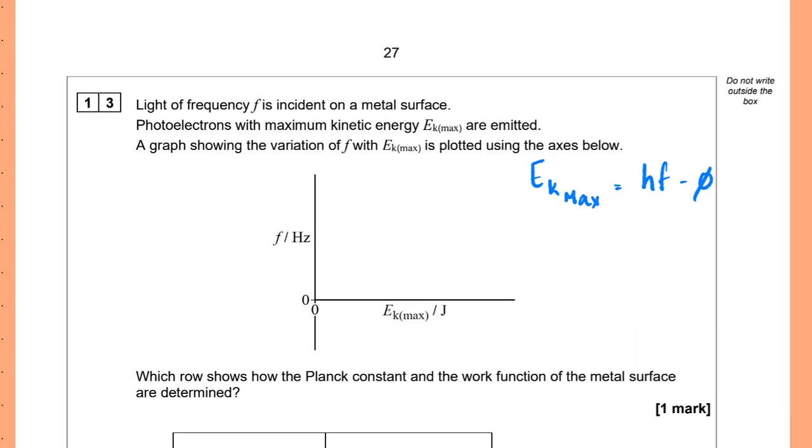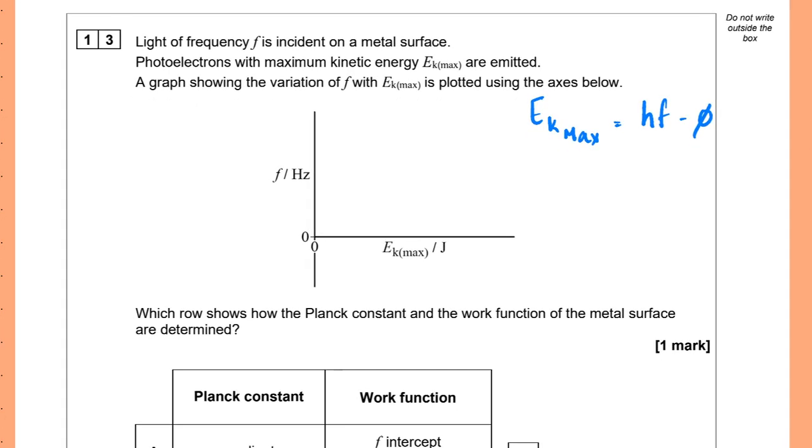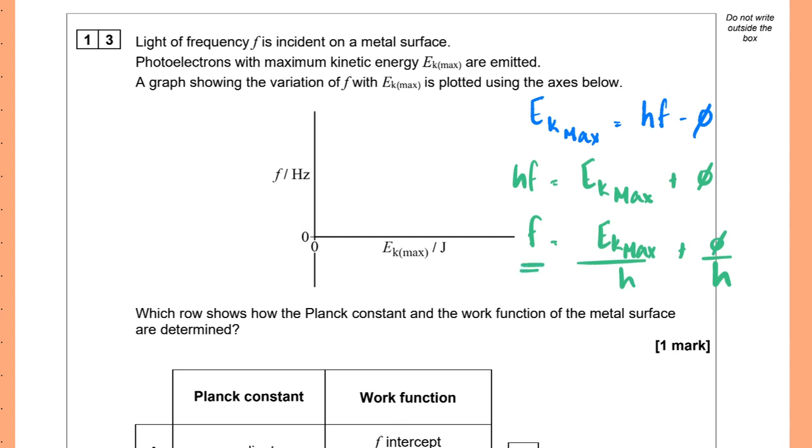Next, light of frequency f is incident on a metal surface. Photoelectrons with max kinetic energy are emitted. A graph showing the variation of f with Ek max is plotted. Now the problem is that we are usually used to seeing a graph where you have Ek max on the y and f on the x. But it's not very difficult, because if I rearrange this, I can say that hf equals Ek max plus phi, and then f is Ek max over h plus phi over h, right? So this is right here what's on my y, and Ek max is what's on my x.